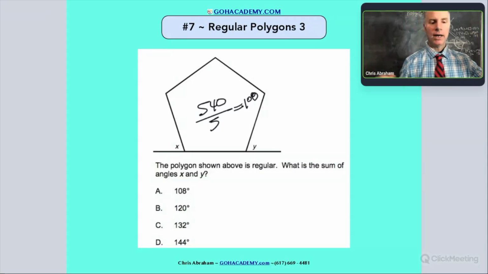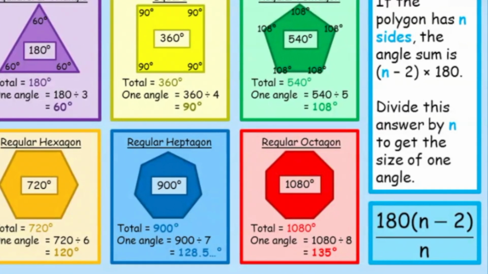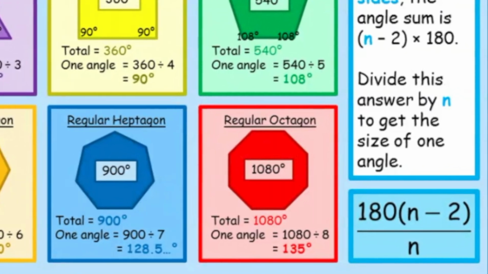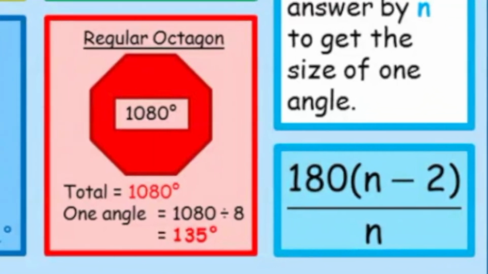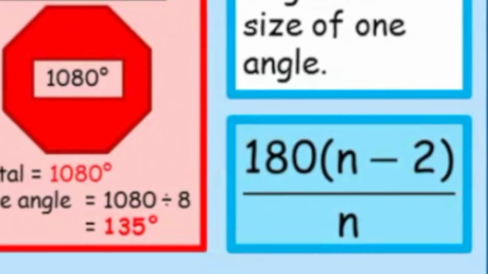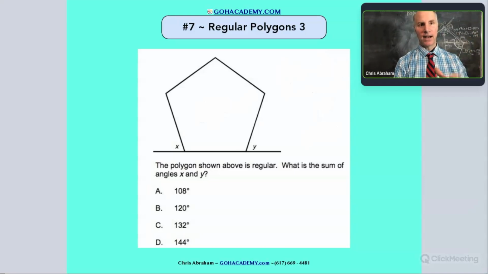Or you could say, you know what, I haven't taken the time to memorize this stuff, so I can do this formula here. And yeah, sure, you could do that formula, and yes, you could still come up with 108. But wouldn't it be nice, instead of doing this formula, just to remember that when you see a 5-sided regular polygon, this is 108?